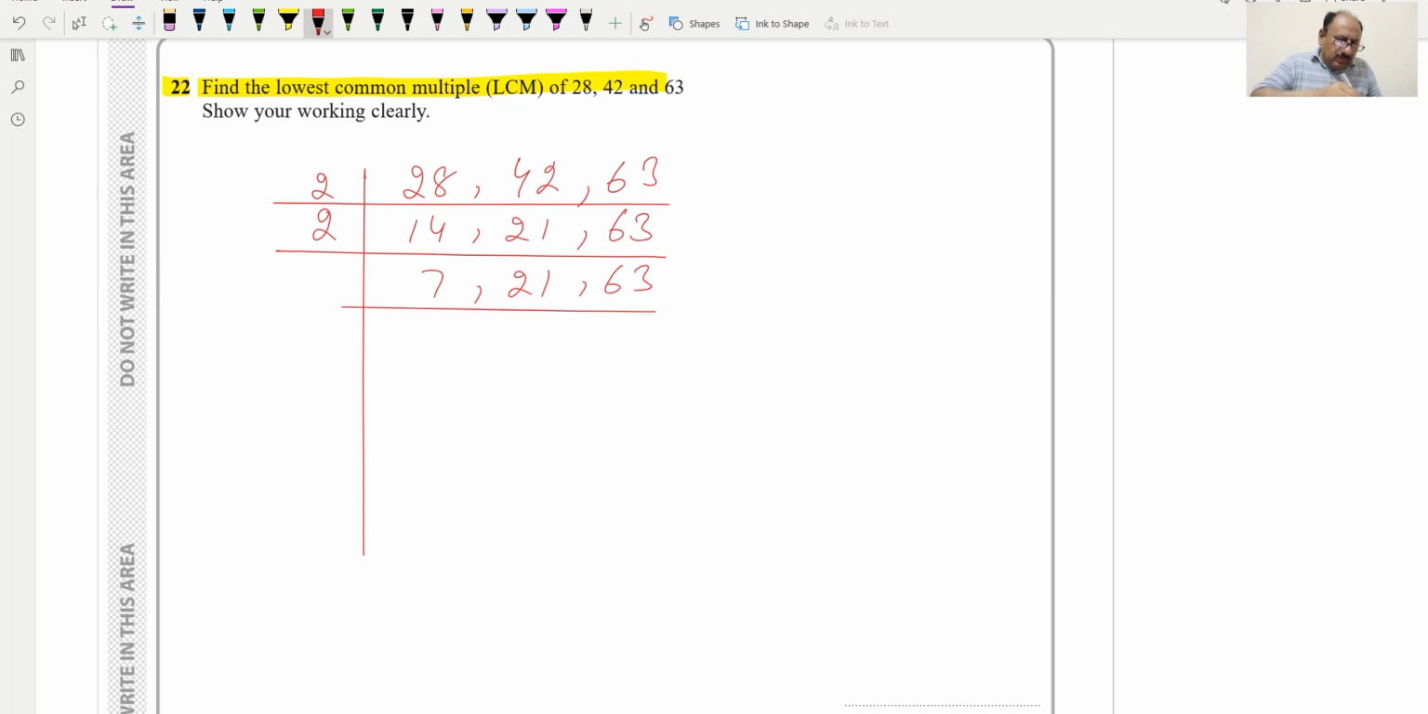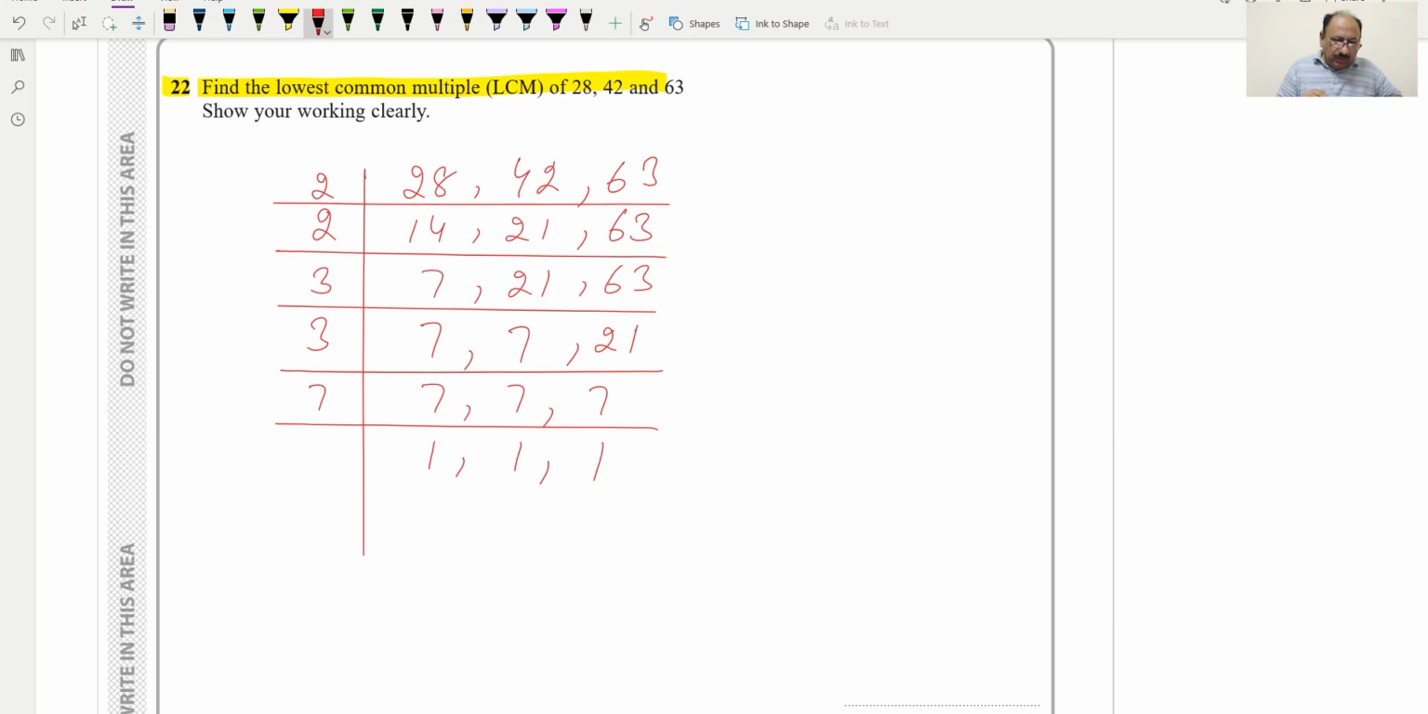Then we can divide by 3, so 7 stays as it is. If it is not divisible, we just copy it. Only if completely divisible do we divide. So 7, 7 threes are 21, and 21 threes are 63. Then we can divide by 3 again, so it will be 7, 7, 7, and we divide with the smallest number. That is our preference. So 7 and 1, 1 and 1, so we divide up to 1, and now we will multiply all these numbers to get the LCM.